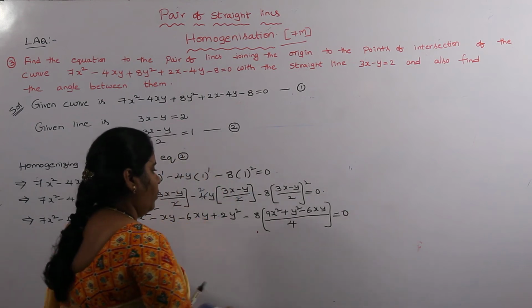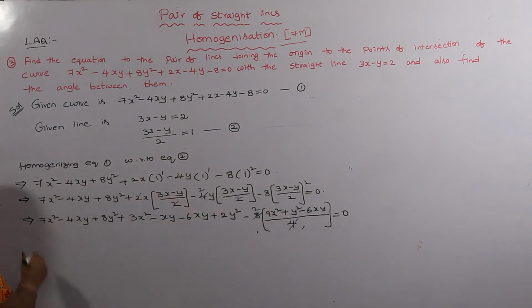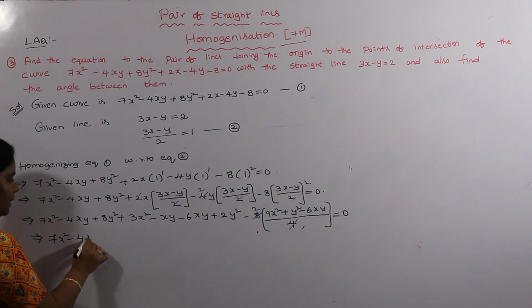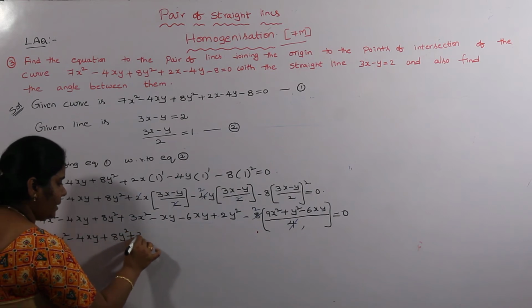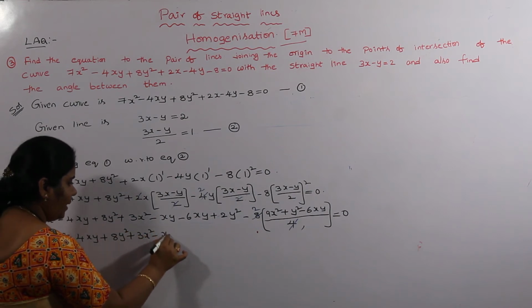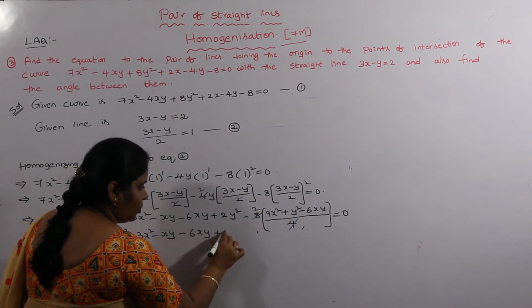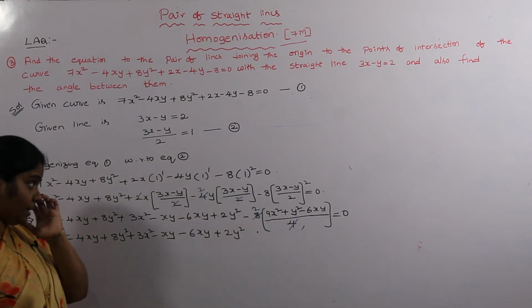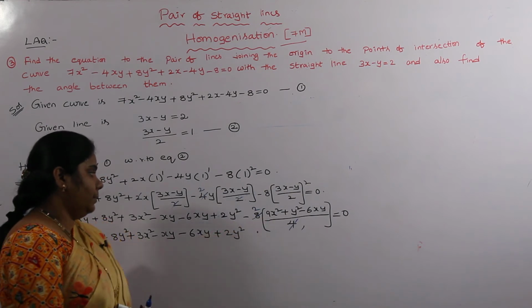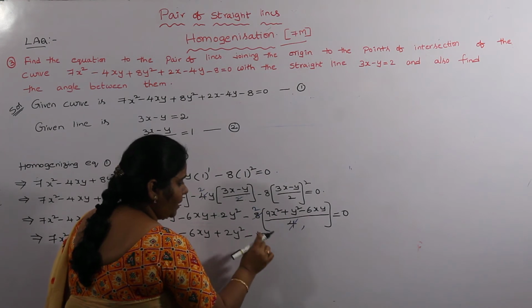Here also 4 ones are 4, 2 times is cancelled. Now the simplification: 7x square minus 4xy plus 8y square plus 3x square minus xy minus 6xy plus 2y square. Up to this, take it as is. This is 2 9s are 18, plus into minus is minus, 2 9s are 18.